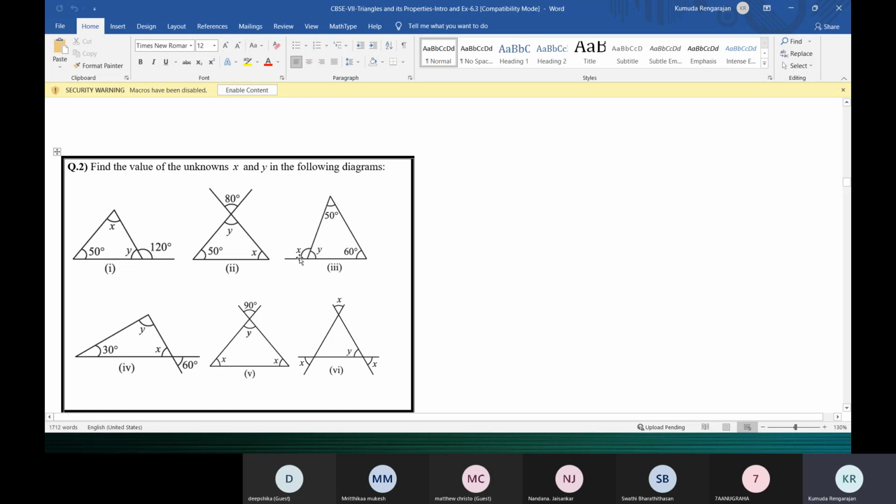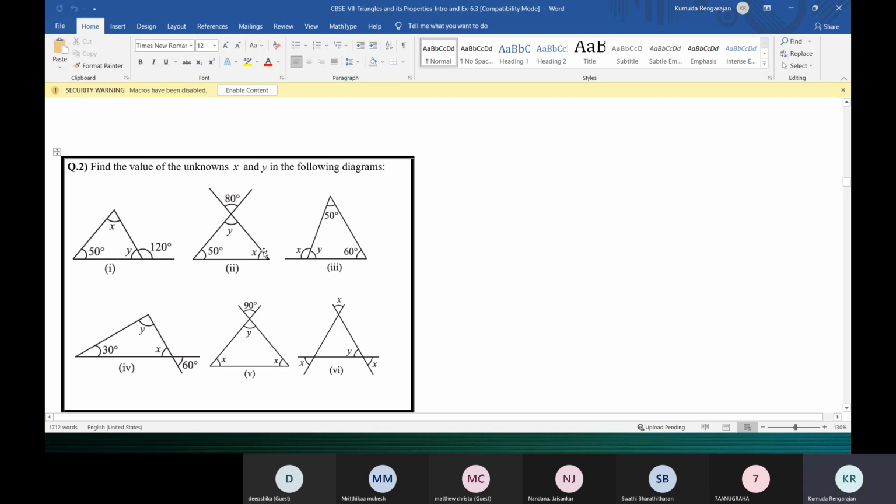So here, children, I cannot annotate here. See here, when this side is produced, this is the exterior angle. 80 is not the exterior angle at all. Look at this one. If this side is produced, this is the exterior angle formed.